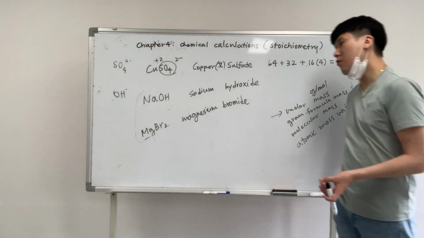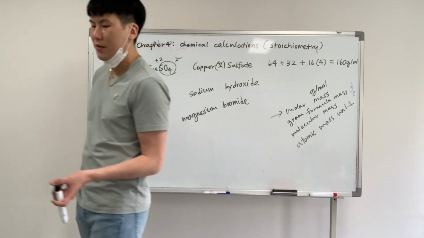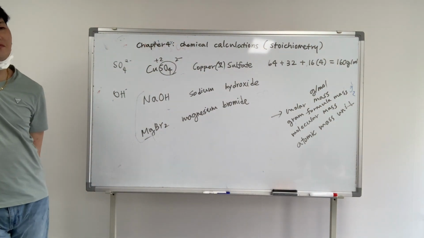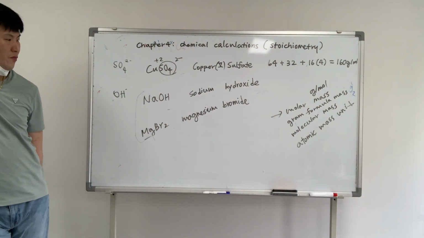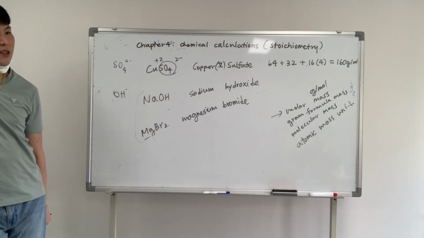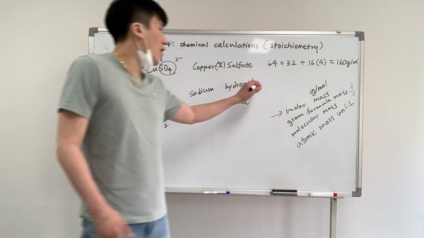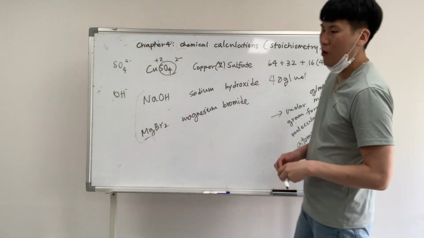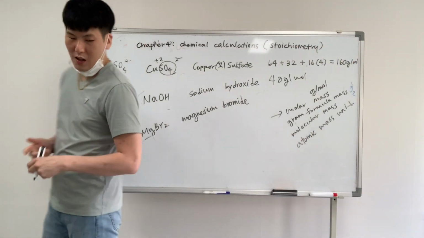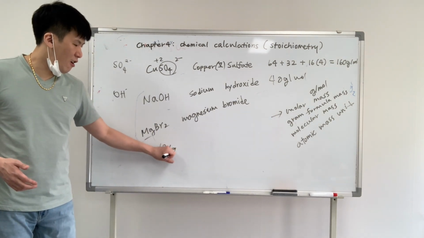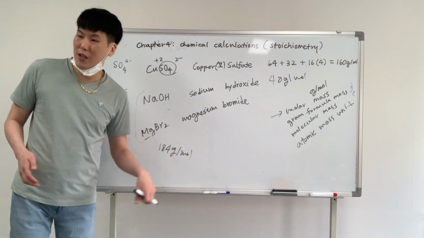Okay, then Taegyun, NaOH, what's the molar mass? 23 plus 16 plus 1. Right, so that's 40. 40, right. So that's 40 grams per mole, that's molar mass. Taeyoung, the last one. MgBr2, what's the molar mass? 24 plus 160, so 184. That's exactly how you calculate the molar mass, okay?